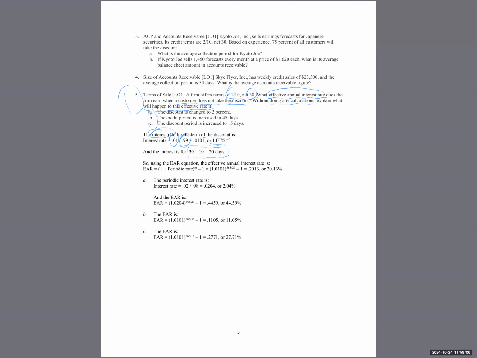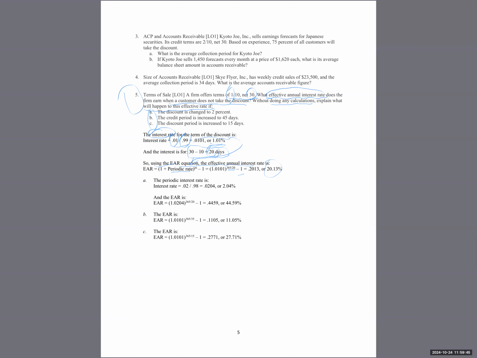Using the EAR equation, we can find the effective annual interest rate by 1 plus the periodic rate. We find the periodic rate is 1.01%. And M counts how many periods, because the interest rate is for 20 days and the year has 365 days. So M equals 365 over 20, minus 1. So that's the EAR. EAR is 20.13%.